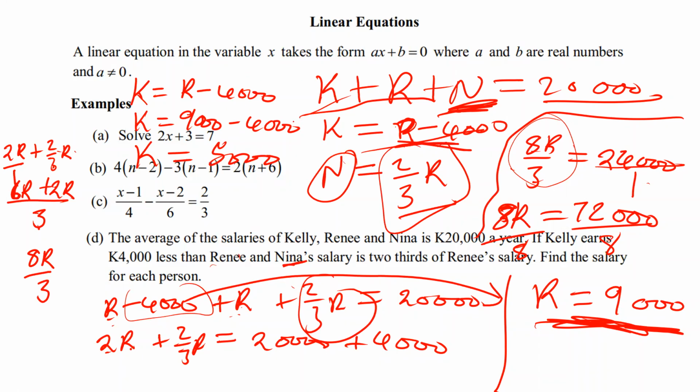Okay. So from there, we can also find the salary for Nina. The salary for Nina is given using this expression, which is 2 over 3R. So we have N being equal to 2 over 3. What is R? I'm putting 9,000. Then when you multiply that, you discover that you get 6,000 as the answer.